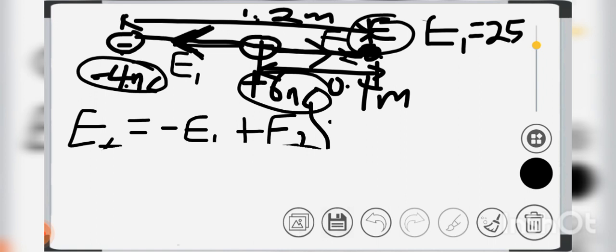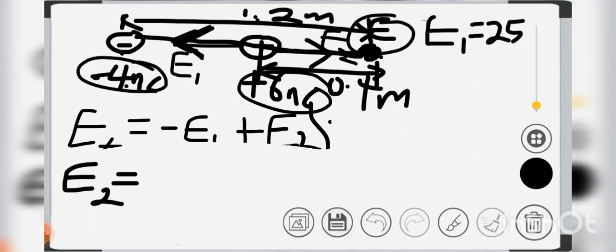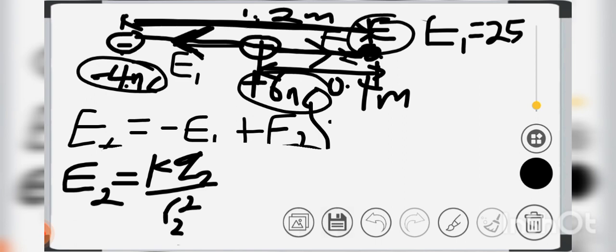The same way for E2. The field due to the second charge, that's what we are looking at. So the field due to the second charge is going to be K times the second charge divided by the distance squared. The distance between this 6 and the field. What is the distance between the charge and the field? We said it is the full distance minus this 0.8, which is from here to here.